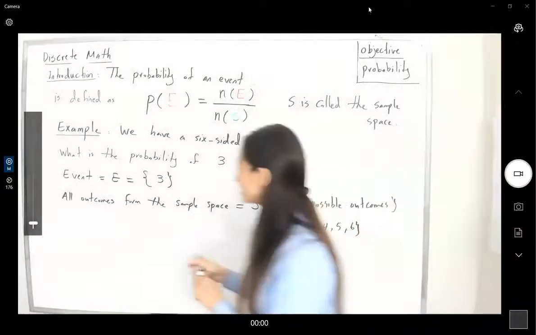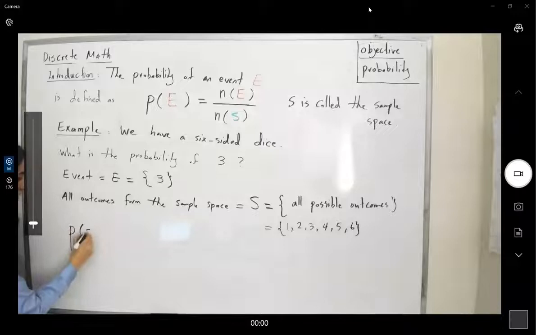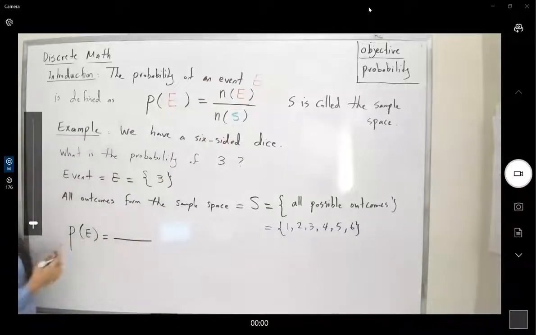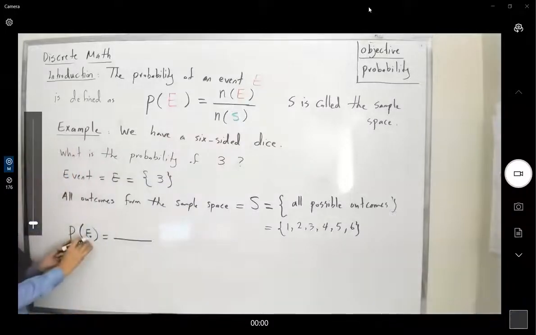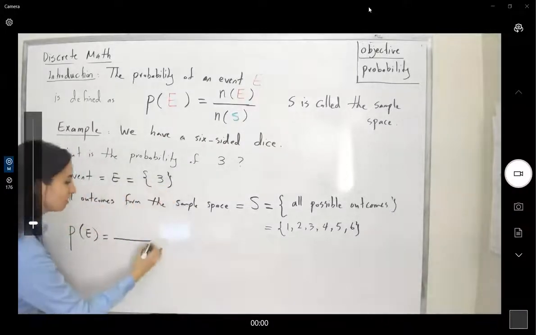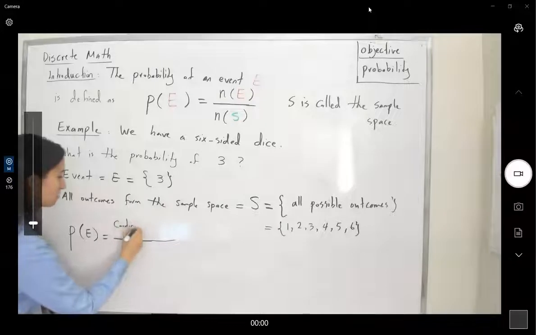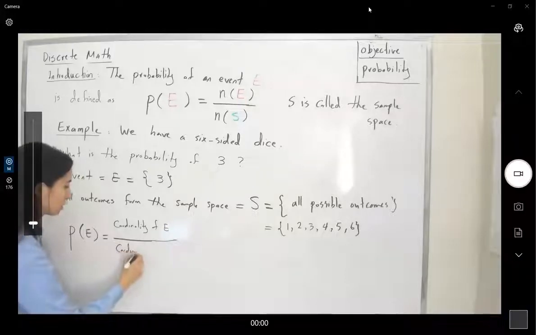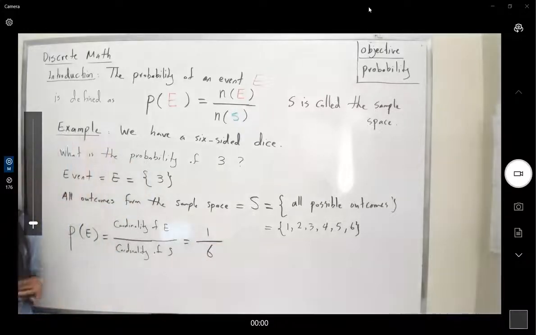Okay. What is the probability of this event? Event E is equal to, we're following the formula to form a fraction. What's the cardinality of event E? The cardinality of event E, or the frequency of event E, is just 1. Cardinality of E divided by cardinality of S, which is 1 divided by 6.